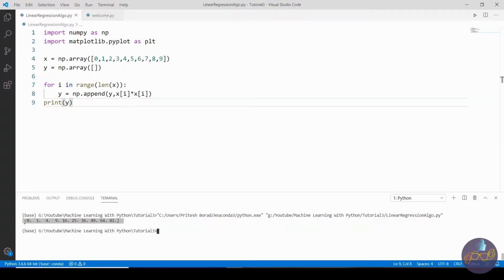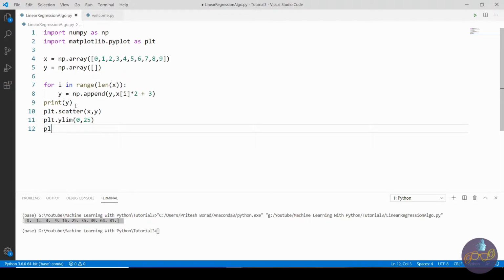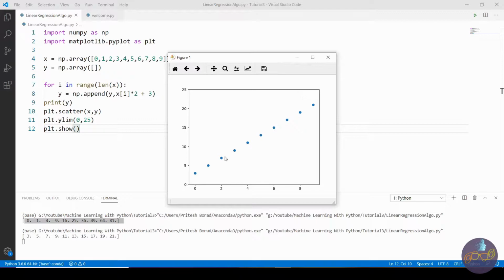Here you can observe the y array containing x square values. Now let's change the x square to 2x plus 3. And also let's draw a scatter plot. So write plt.scatter x comma y, and let's change the y limit from 0 to 25 and say plt.show. That's it. Let's run the code. So here you can observe the scatter plot. It is linear, right?